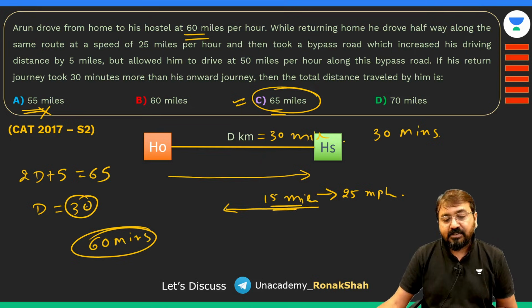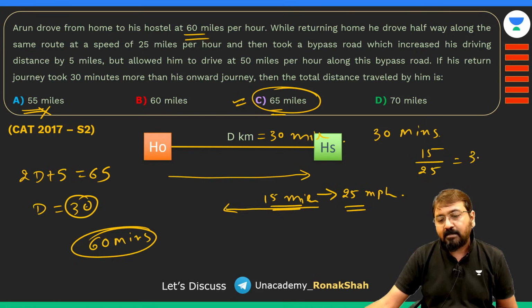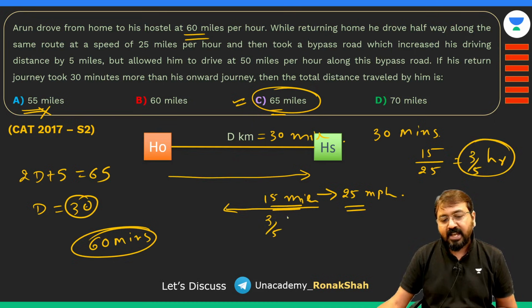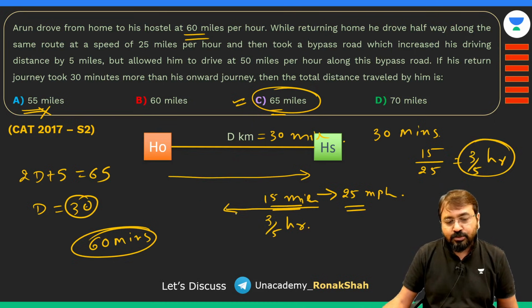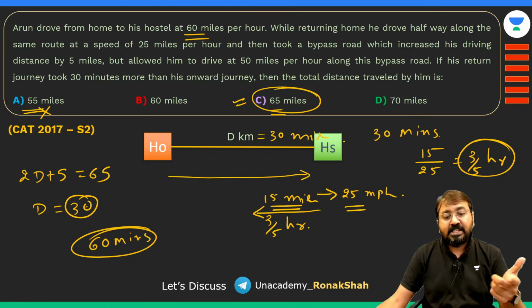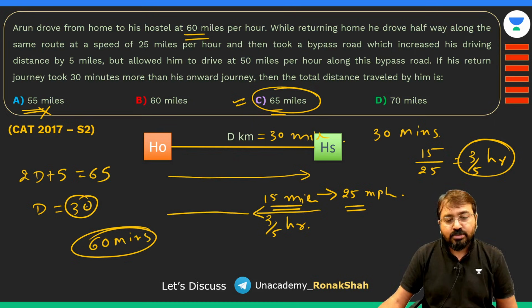So can I say 15 miles at a speed of 25 miles per hour? It should have taken 15 by 25, that is 3 by 5 hour time. Yes, so this time is 3 by 5 hour. Now he needs to travel remaining distance. This is half distance, not half distance actually, 15 miles distance. So he needs to travel remaining 20 miles distance.